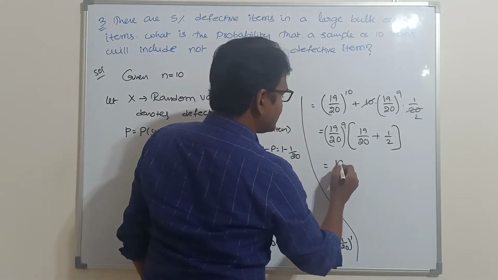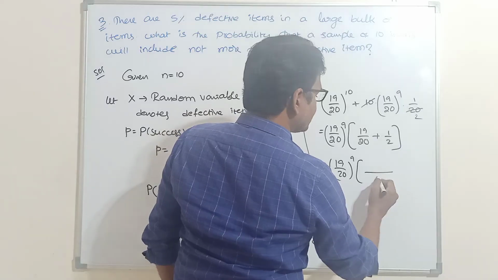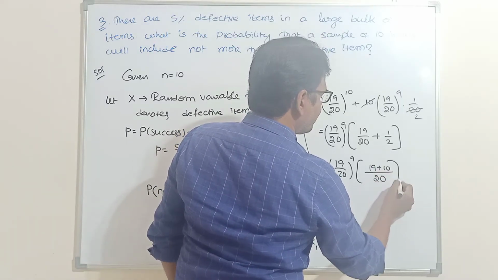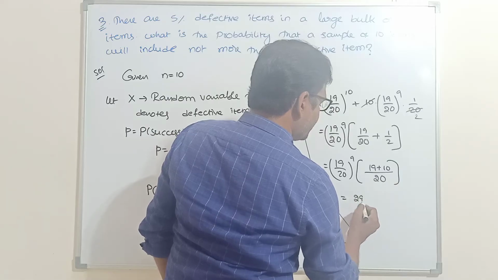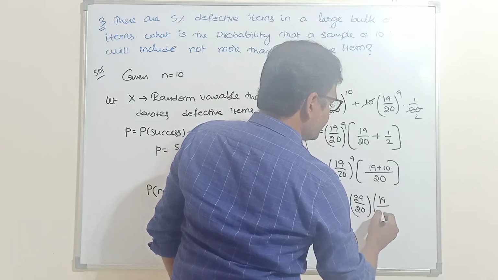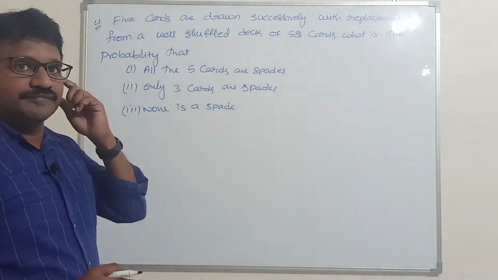So take LCM, (19/20) whole power 9. If you take LCM, you will get 20. 19 plus 10. So the answer is 29/20 into (19/20) whole power 9. This is the answer for this problem.